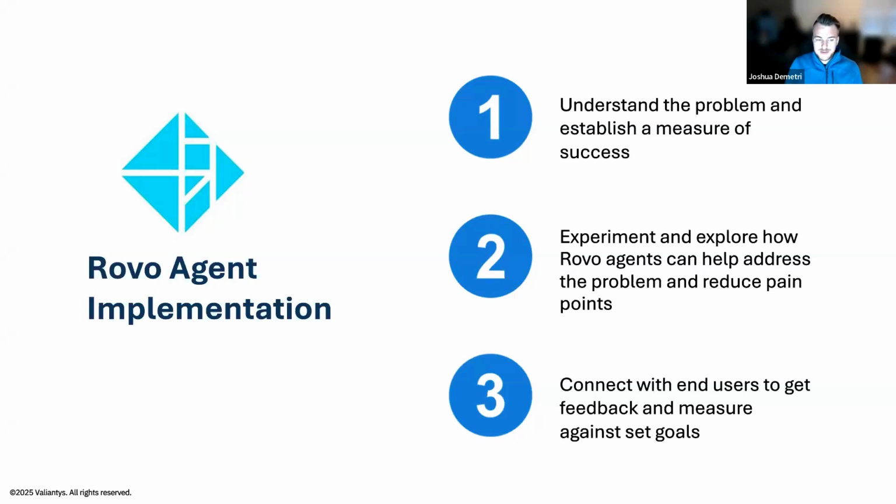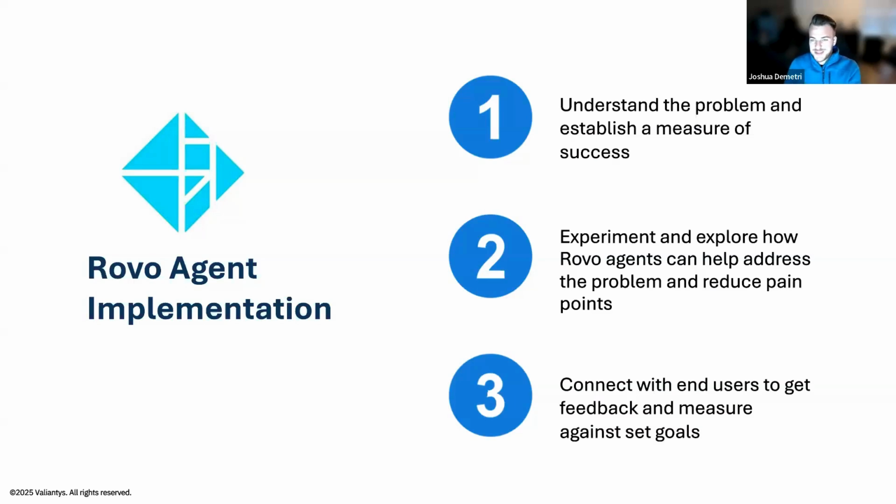So looking at this Rovo agent implementation slide, I have 3 steps outlined here. This is because this is the exact process that I follow when I'm building a Rovo agent. So if a customer comes to me and says, hey, I need to build an agent to accomplish this business need, and I want to build that into my Jira project, the first thing I'm going to do is understand the problem and establish a clear measure of success.